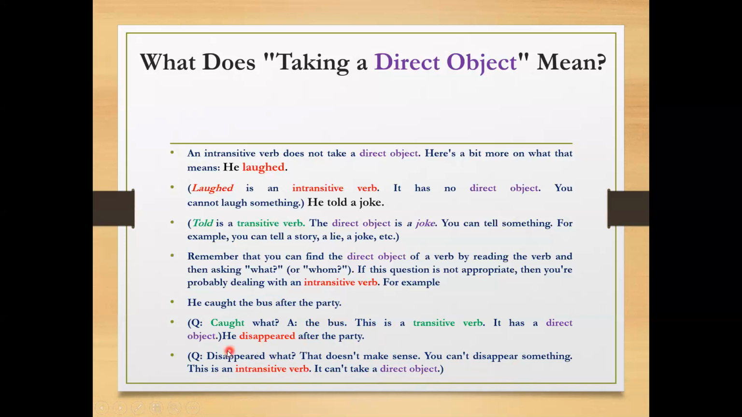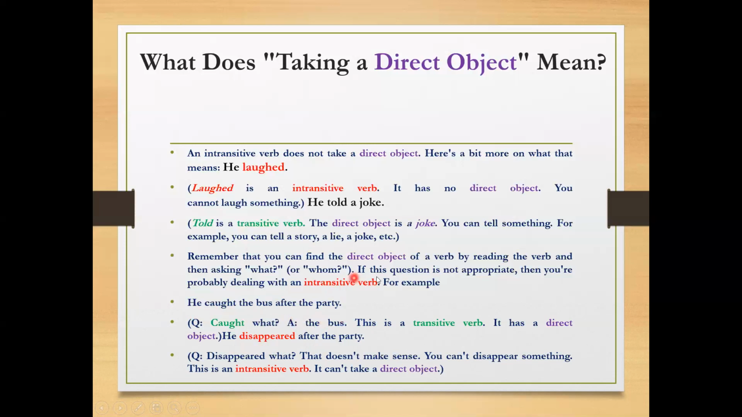So even this sentence, dear students, cannot change into the passive. He disappeared after the party. Can you change this into the passive? "After the party disappeared by him"? Wrong. So you cannot. But you can change this sentence very easily into the passive: he caught the bus after the party. The bus was caught by him after the party.